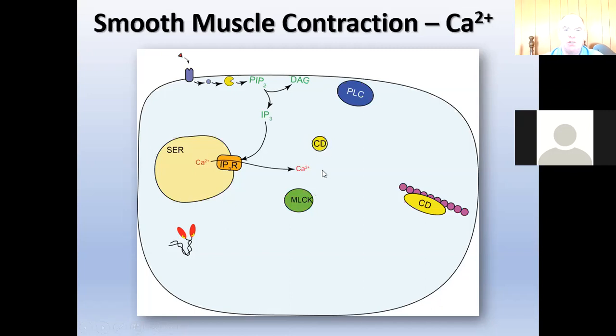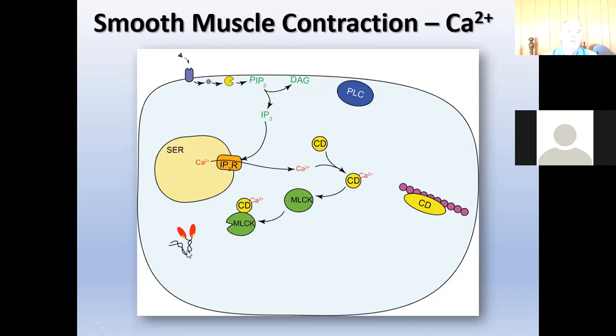Here's caldesmon, here's myosin light chain kinase. Where's my calmodulin? Oh, it says CD, should say CM. This is calmodulin. So calcium comes out, binds to calmodulin, and it makes this calcium calmodulin complex, which then binds to myosin light chain kinase, activating myosin light chain kinase.